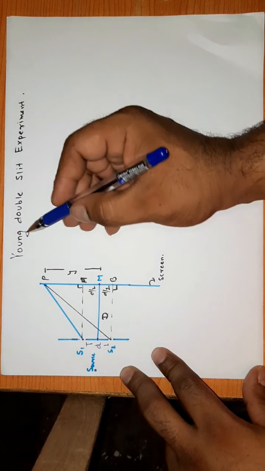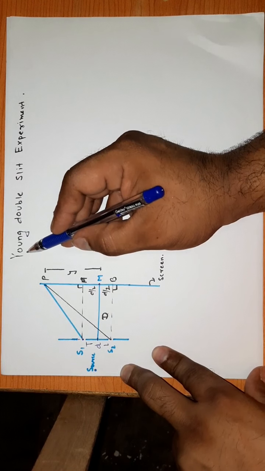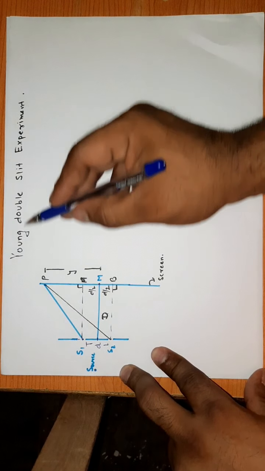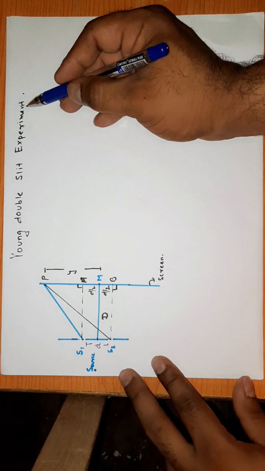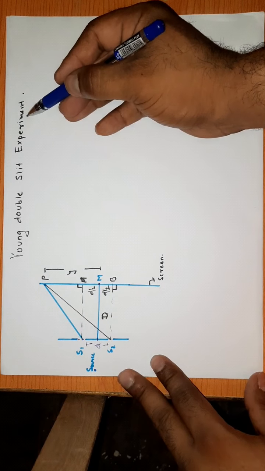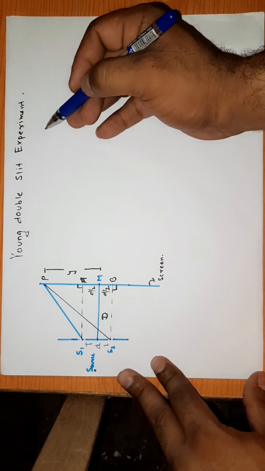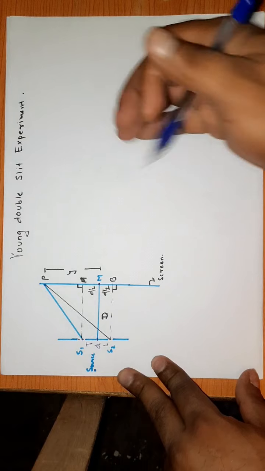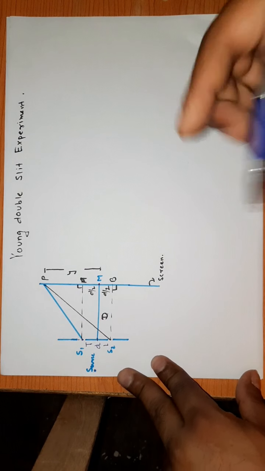Hello everyone. Yesterday we have done the topic interference of light. Today we are going to do the topic that is Young's double slit experiment. We will use all the steps which we have used in that: path difference, when it is maxima, when it is minimum, when it is constructive and destructive. Those things we will use in this. So recall that topic.